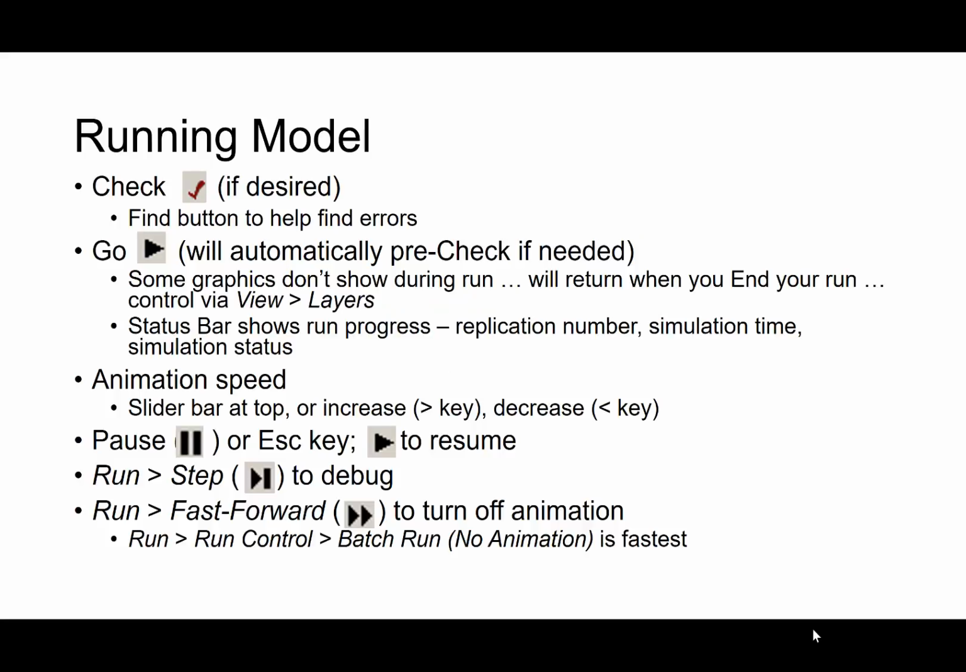Now in running the model, you can check the button if you'd like, which will help identify whether you have errors. This is a good practice to do before you run your model, just to make sure that you don't have any errors before you go and run and crash your simulation. You can click on the go button or the play button and that'll automatically pre-check if you'd like. You can change the animation speed, you can pause it, you can step through it, or you can fast forward depending on your preferences.